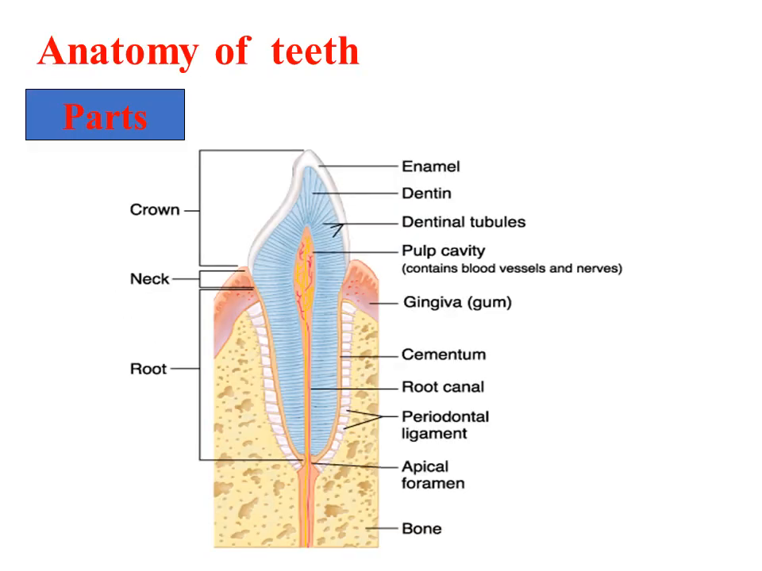Anatomy of the teeth. The tooth is formed by three parts. What we see with the naked eye is the crown, and then the neck and root. The crown is covered by a hard substance called enamel. Inside the enamel there is dentin and then the pulp cavity. The root is covered from outside with a very hard material called cementum, and outside the root is the periodontal ligament.